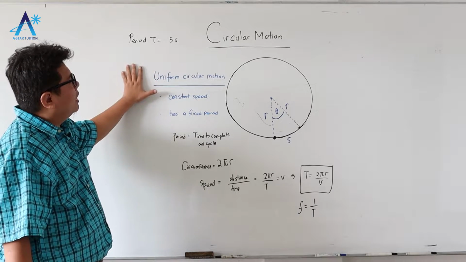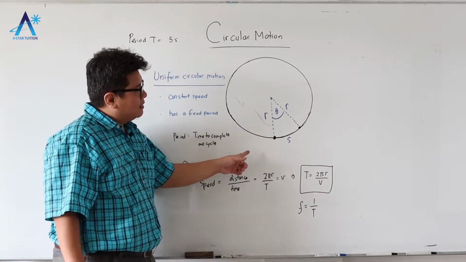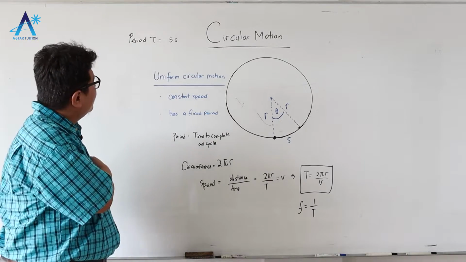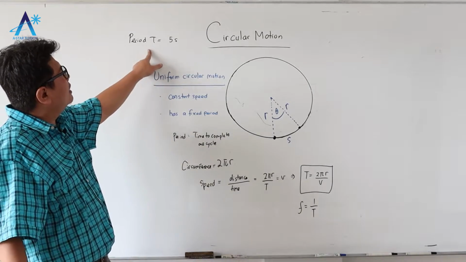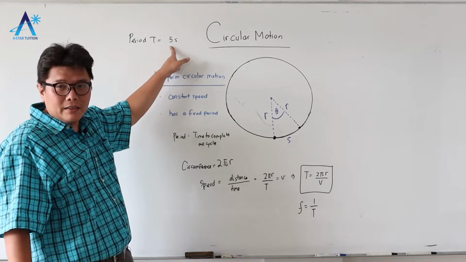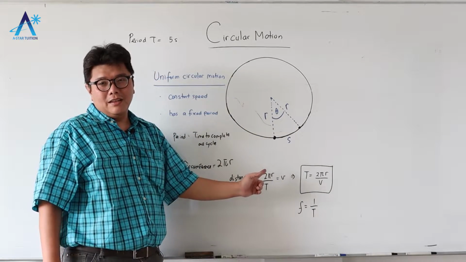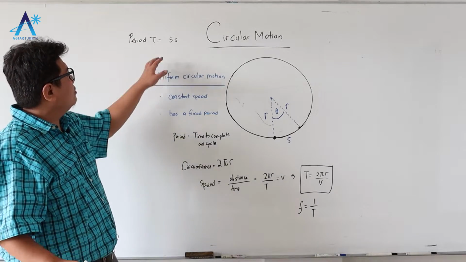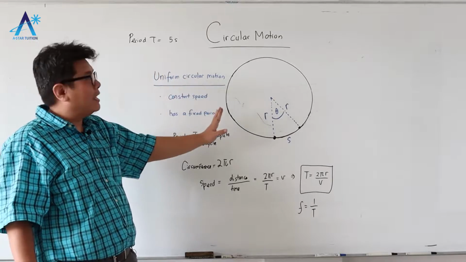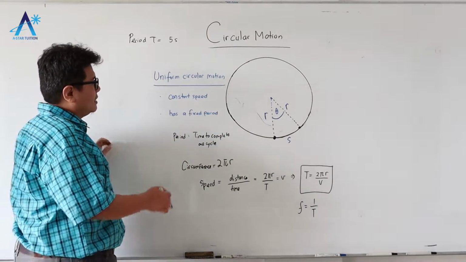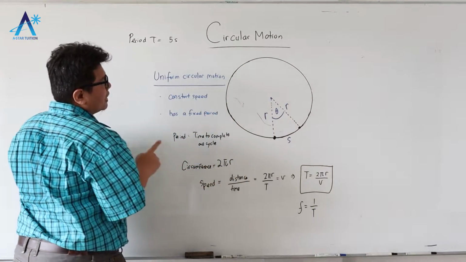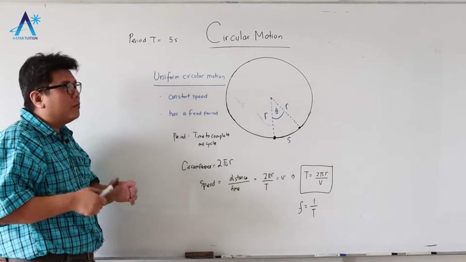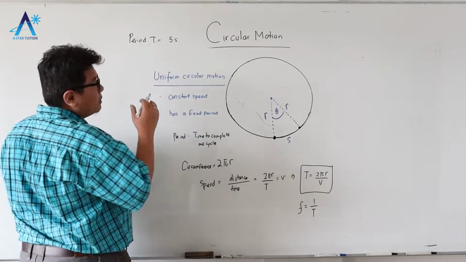Now, the question is, how many cycles are completed in 1 second? In order to answer that, let's look at this. It says that we require 5 seconds to complete one full cycle. So how many cycles in 1 second? All we need to do is divide by 5. Because 5 seconds is to complete one full cycle, in 1 second it only completes 1/5 of a cycle.